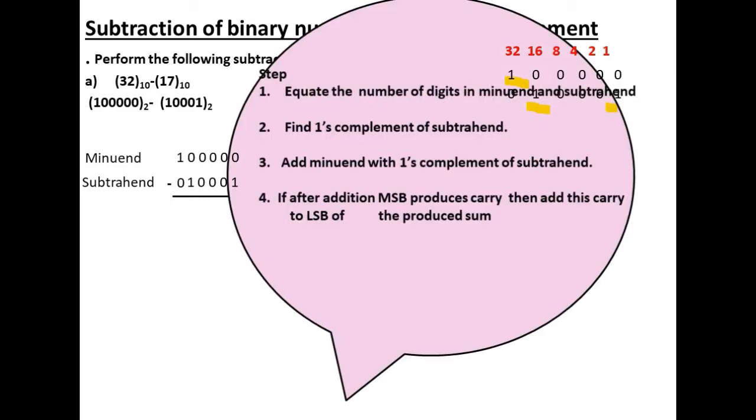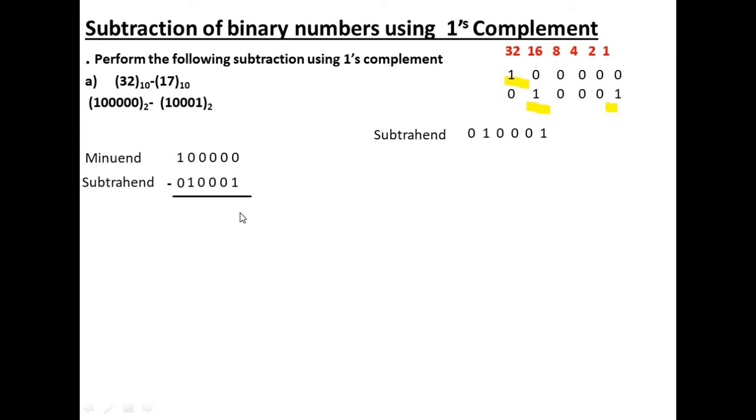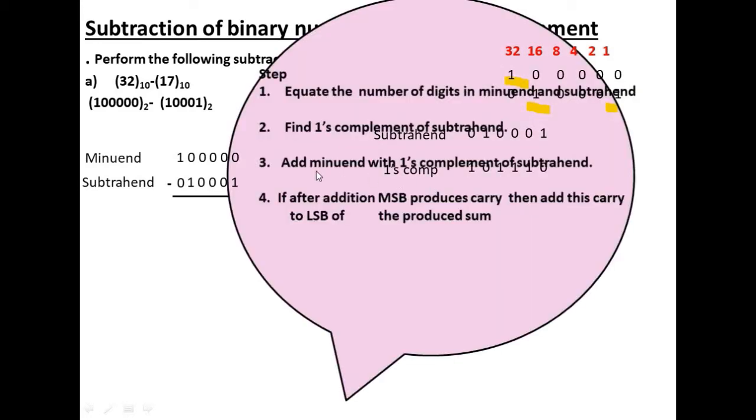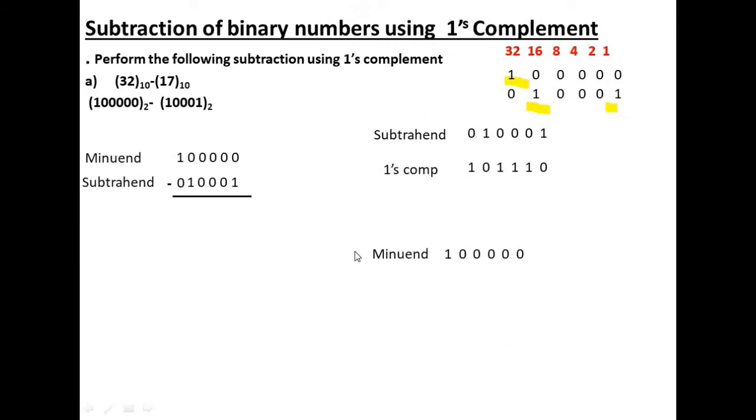Now, in the next step, we have to find the ones complement of the subtrahend. The subtrahend is written as 0, 1, 0, 0, 0, 1, and its ones complement is 1, 0, 1, 1, 1, 0. The next step is to add the minuend to the ones complement of the subtrahend we have just found. Here the minuend is 1, 0, 0, 0, 0, 1 and we have found the ones complement.